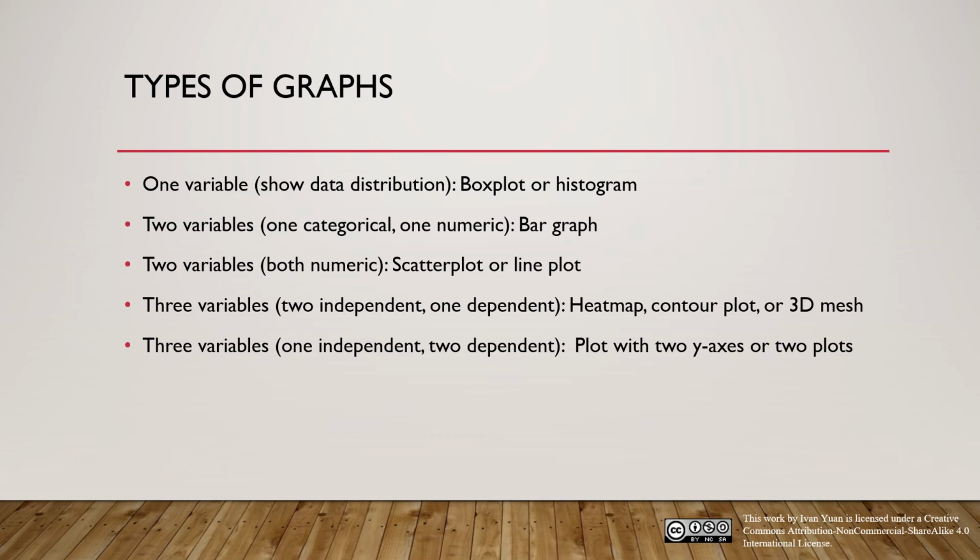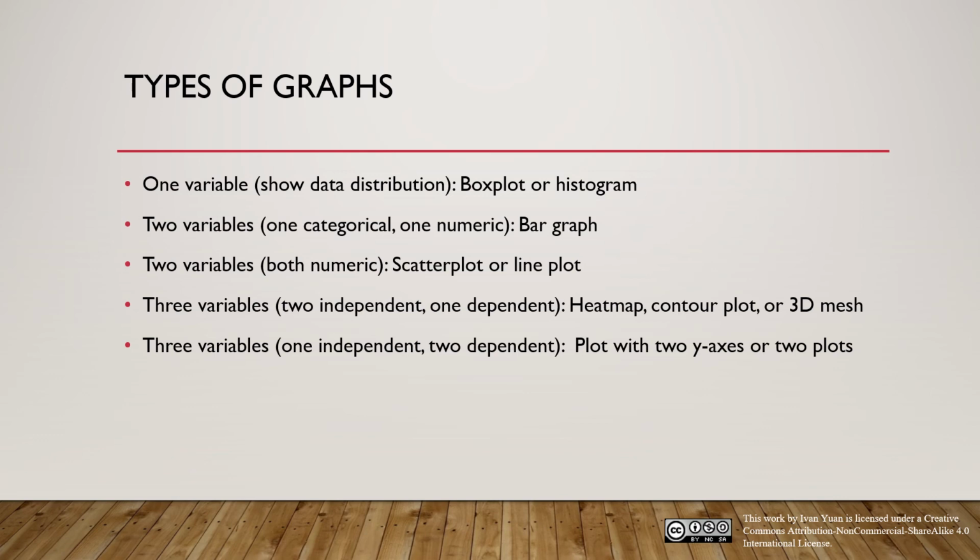Scatter plots are for data points that are relatively independent, and line plots are for data points that are related to each other and thus should be connected with a line. Or you can use a scatter plot with a fitted trend line in it. And if you have three variables, which gets a bit tricky, if you have two independent variables and one dependent variable, you have several representations. If your independent variables are discrete, meaning that they only take on certain values, you might want to try a heat map. Or if they're continuous, you can try a contour plot or a 3D mesh.